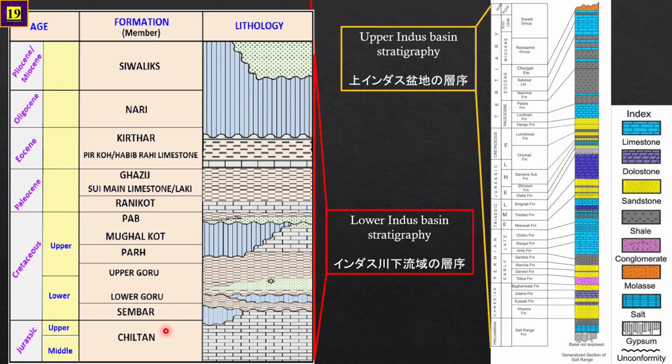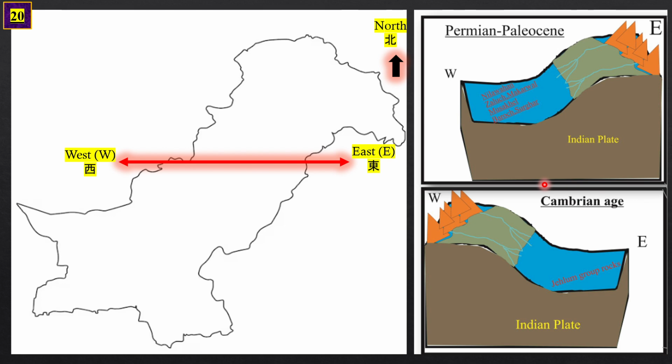So these are the different rocks, in this lithological diagram in which the Tirthan has limestone, and for example the Ranikot is also limestone, but the Gazij has shale. So this is the complete lower Indus Basin stratigraphic log. This is the upper Indus Basin stratigraphic log.